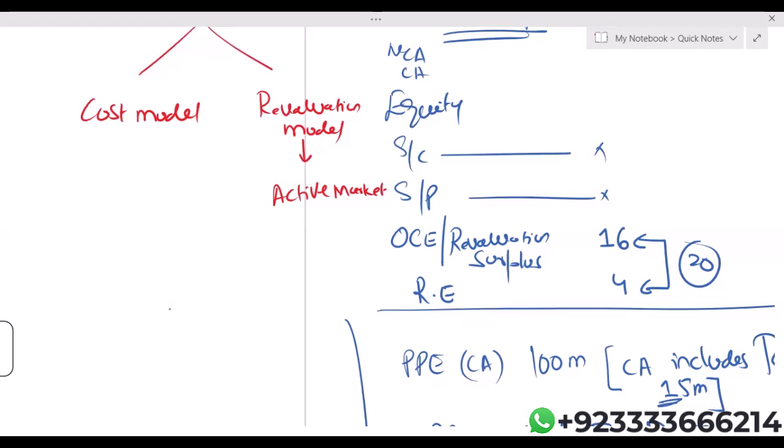Basically, there are 6 conditions. If all the conditions are met, only then will development expenditure be capitalized. Otherwise, development expenditure will also be expensed out. Development phase means working on the findings of research. So in the development phase, there are 6 conditions. If all of them are met, then development phase expenditure will be capitalized.